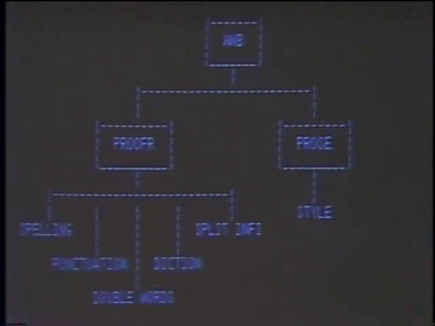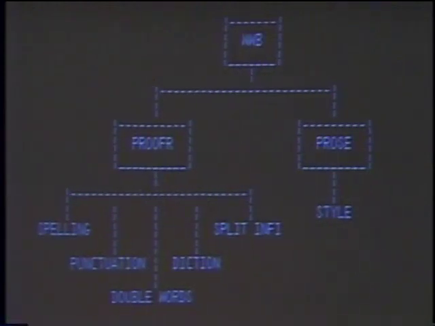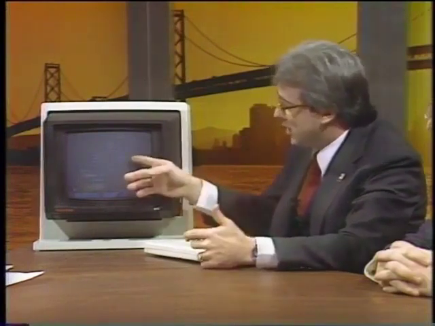One of the things that we do here, we do many of the things that we just saw Wayne demonstrate. We have the proofreading side, and we have a prose program which is going to do a stylistic analysis of the text that we have out here. I'll be very brief here. It goes over spelling, punctuation, double words, diction, many of the things you just saw, but it also looks for split infinitives, and that's one of the powerful parts of it. And we'll take a look at that.